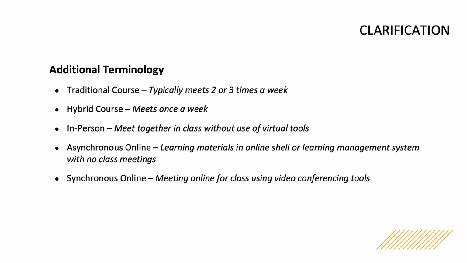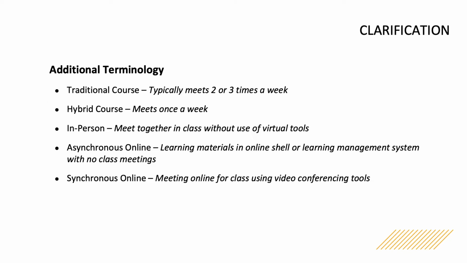When I mention traditional course, I'm talking about courses that typically meet 2 or 3 times a week. I say typically because there are traditional courses that meet once a week, but for the duration of time that you would typically be doing over 2 or 3 class meetings. When I say hybrid, I'm talking about a course that meets once a week for half the time of a traditional course, with the expectation of learning materials provided online to replace traditional lecture.